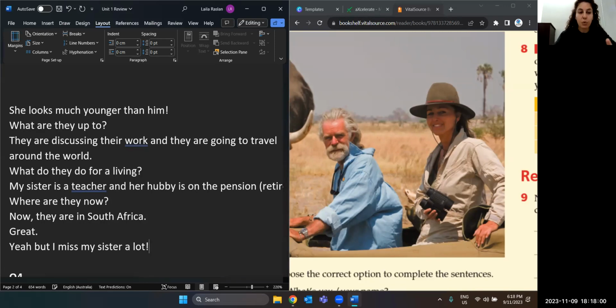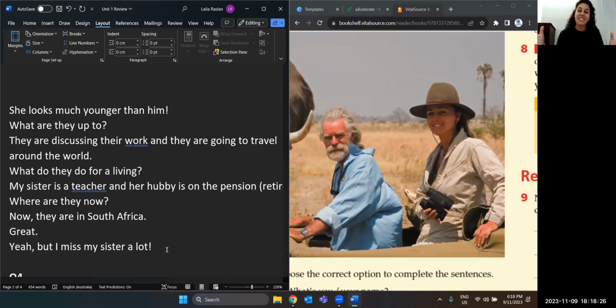Perfect. So the name, I would have just had it a little bit above with my sister is a teacher and her husband is on the pension. And then the friend could say, oh, what's your sister's name? Her name's, whatever the name is. And then he could say, oh, where are they now? Now they're in South Africa. Great. Yeah, but I miss my sister a lot. Because saying, yeah, it is good that she's traveling, but I miss her.